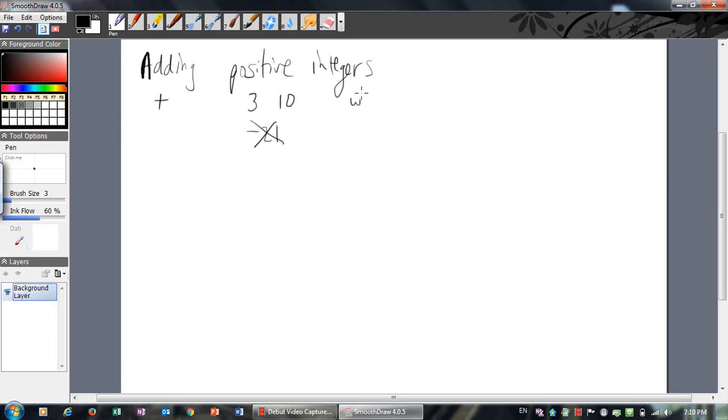Integers means whole numbers. So 3 is an integer, 10 is an integer, 3.5 is not an integer, pi is not an integer, 2/3 is not an integer, they're not whole numbers. So what this means is we're just adding whole numbers. That's all that means, so that should be similar to what you've done in primary school.